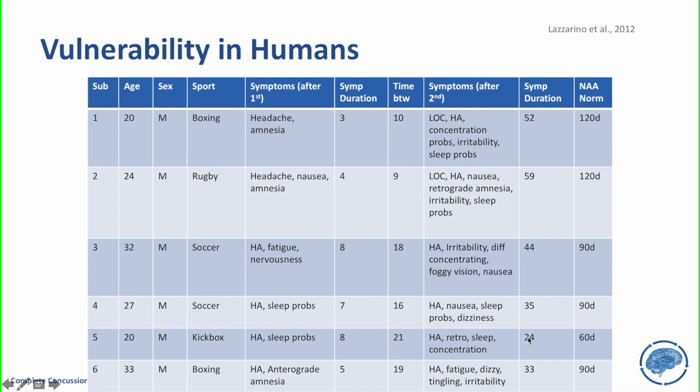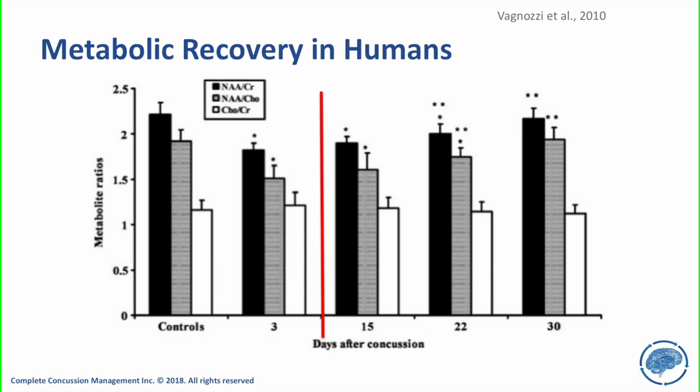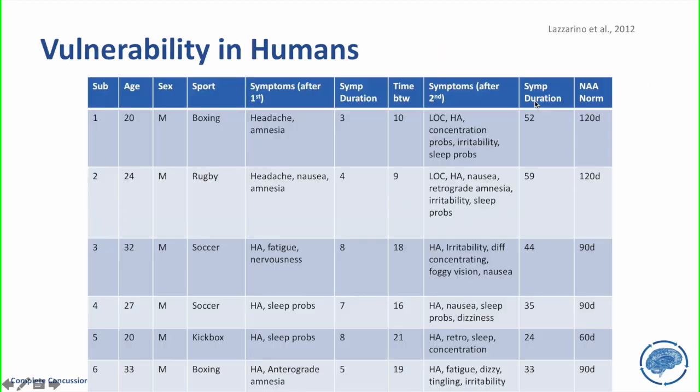They also had the least amount of days for their second recovery. And then you see this right here. This is NAA normalization. So if we go back again, we can see this is NAA normalization after 1 concussion, 30 days. But after 2 concussions, NAA didn't normalize till 120 days. 120 days, 90 days, 90 days, 60 days, and 90 days.